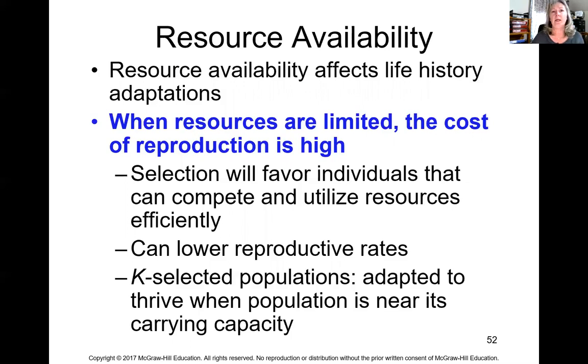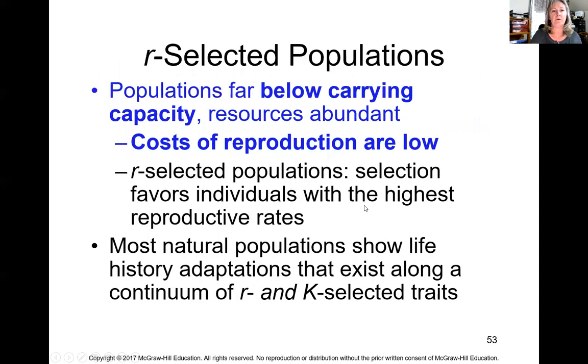But when resources are limited, there's a cost of reproduction, and there'll be selection that will favor individuals that are healthier. That goes back to that idea of the survival of the fittest. That's what this is saying, that individuals are going to be selected that can utilize resources efficiently and be successful at reproduction.